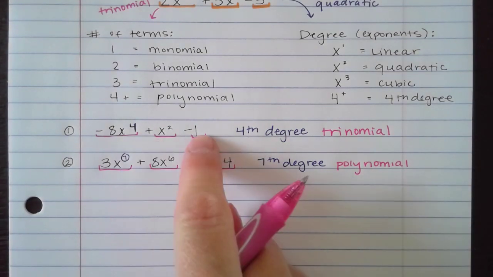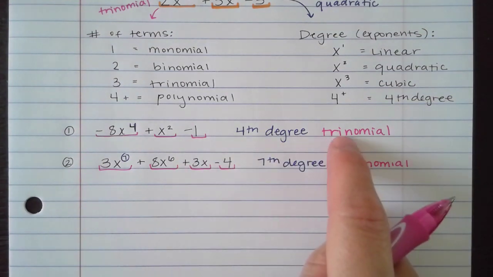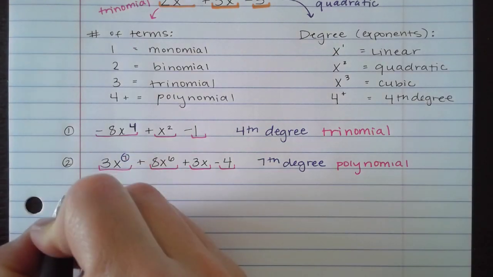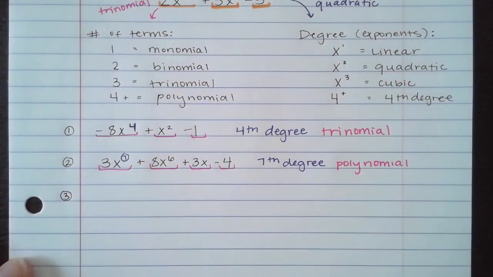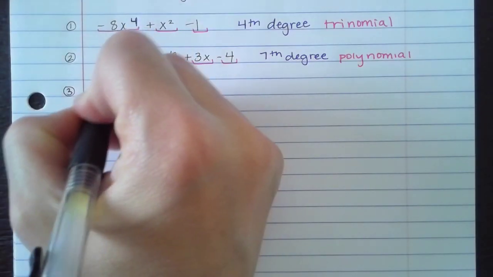And again, technically that's a polynomial. A 4th degree polynomial would be fine there, but we want to write it as specific as possible. This is where things get kind of tricky. We are going to do an example that involves a little bit of note-taking. So let's look at this example here.